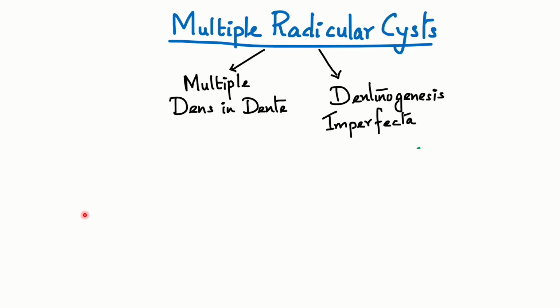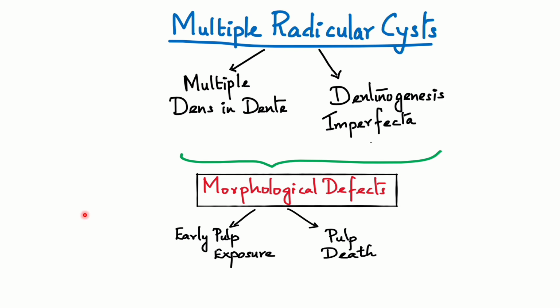Multiple radicular cysts are also possible. It is most commonly seen in various morphological defects like multiple dens invaginatus or dentinogenesis imperfecta. So here, the morphological defect actually facilitates early pulp exposure and an early death of the pulp. So this facilitates the formation of periapical lesions.